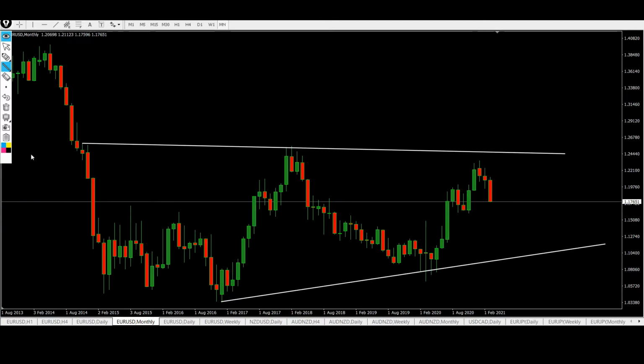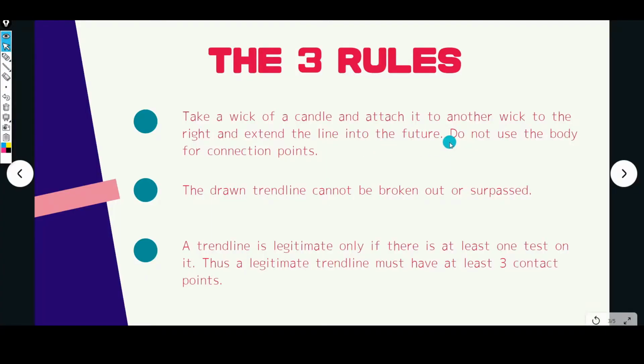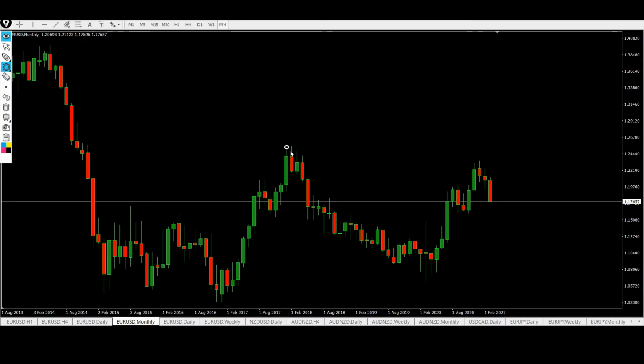Okay, let's check out the rest of that paragraph. Okay, and do not use the body for connection points. These are wicks of a candle, right? And this is the body. We do not want to attach the trend lines to the bodies.